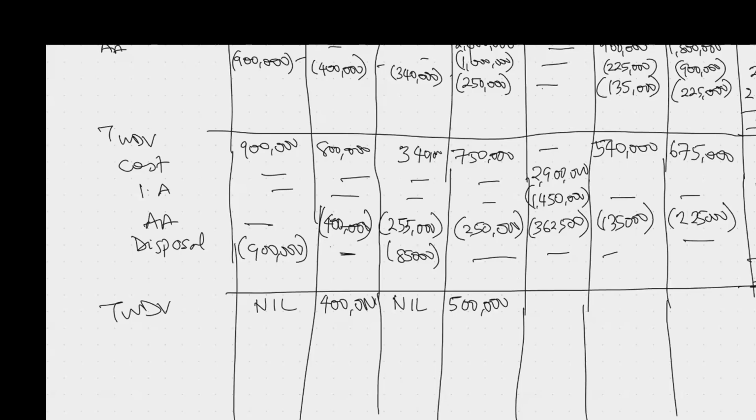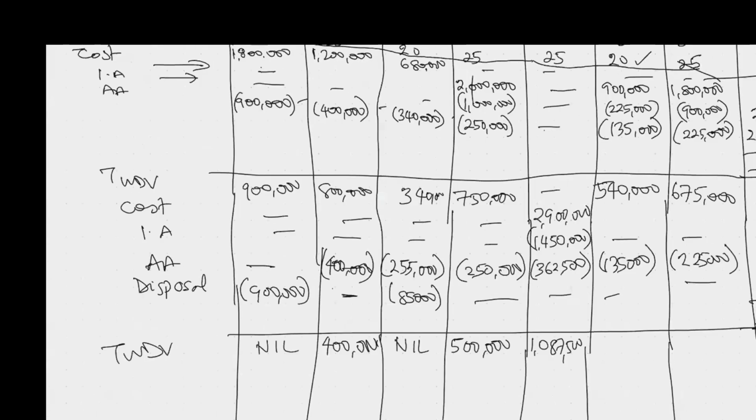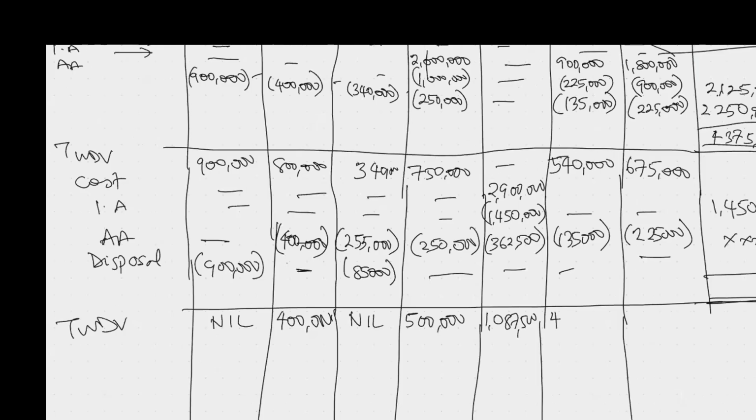Let's finish this question. Machinery 1,087,500. F and F, 405,000. What about this one? Then 450,000.